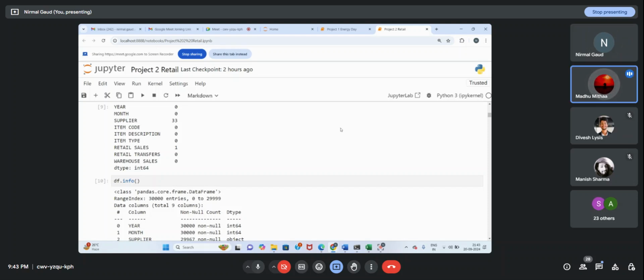Sir, I have one small question here. What would be the units of these particular columns? What can be the unit of revenue? What do you think? Revenue is currency. Correct, currency. So now revenue sales is currency, and revenue transfer, would it be the count or is it also the currency?